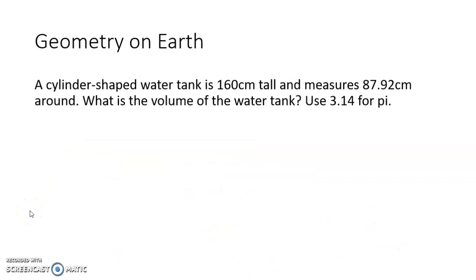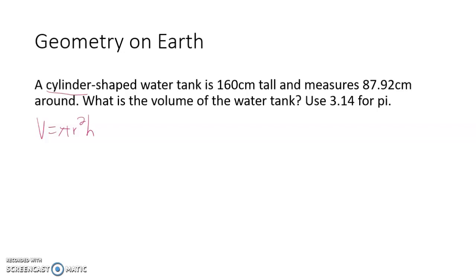Geometry on Earth problems, make sure you pay attention to what shape you are going to be using. So here is a cylinder. With this, we're going to need the volume of a cylinder. So we know that volume is pi r squared times our height.